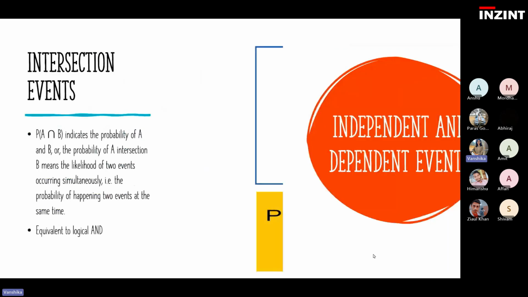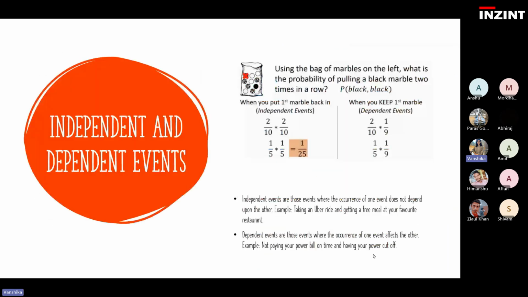Now, talking about independent and dependent events. These are very important events with respect to what we are going to learn in future. So, independent events वो होते हैं when the occurrence of one event does not depend upon the other event.